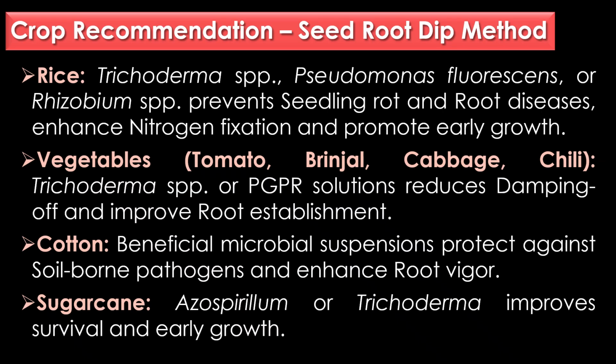For vegetables, dip roots with Trichoderma species or PGPR solution for reducing damping off and improving root establishment. For cotton, treat seedlings with beneficial microbial suspension to protect the crop against soil-borne pathogens and enhance root vigor. For sugarcane, dip seedlings with biofertilizers like Azospirillum or Trichoderma species to improve their survival and early growth.